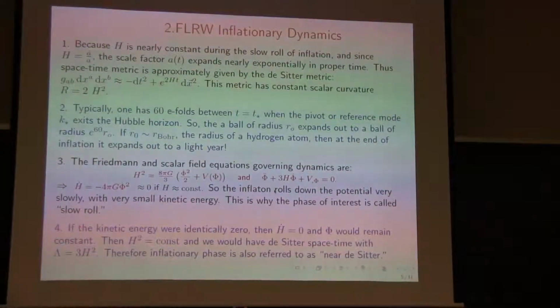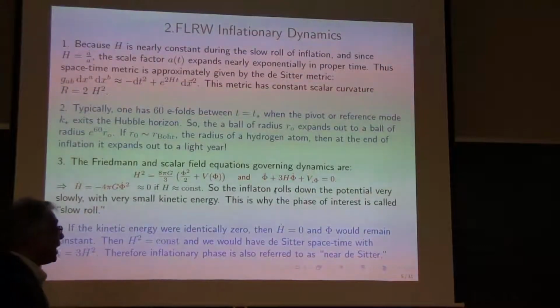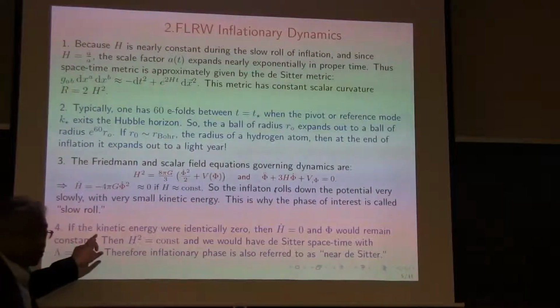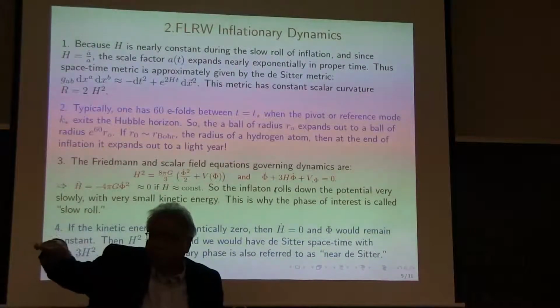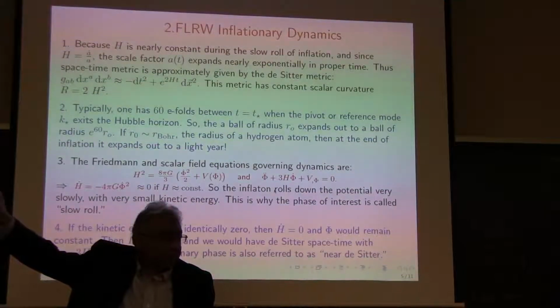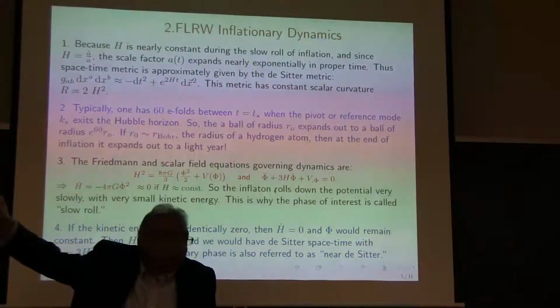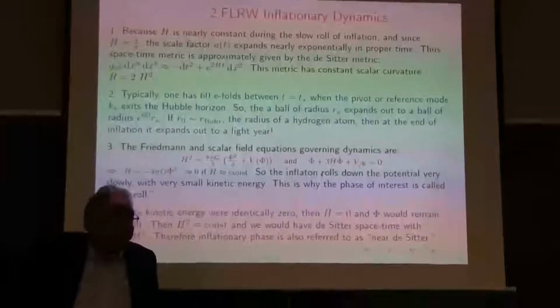So the inflaton rolls down the potential very slowly with very small kinetic energy, and that is why the phase of interest is called the slow roll. During slow roll, the potential is very shallow, and therefore the inflaton rolls down very slowly. So its kinetic energy almost doesn't change. It's very small, and kinetic energy is negligible.